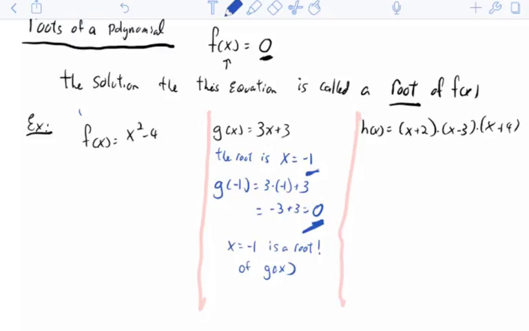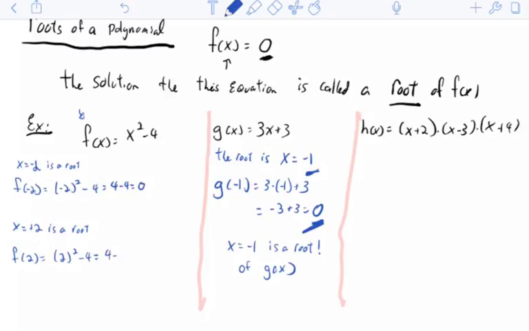Let's move on to this one. This one has 2 roots. X is equal to -1, 2 is a root. Let's show you. F of -2, so that's -2 all squared minus 4. Minus a negative number times a negative number is a positive number, so it's 4 minus 4, which is equal to 0. And x is equal to plus 2 is a root. F of 2 is equal to 2 squared minus 4. Sure enough, they're both 0.